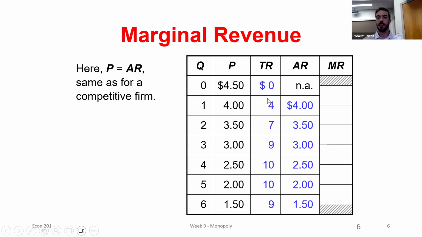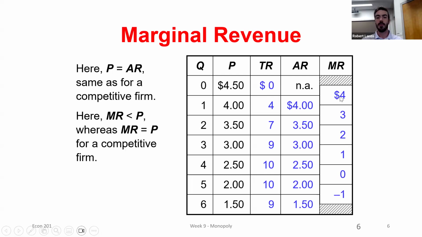So if we look at these total revenue values, if I want to go from selling nothing to 1 unit, I have to lower the price from 4.50 to 4. Just like we've talked about calculating marginal cost as the change in total cost divided by a change in quantity, marginal revenue is the change in total revenue divided by a change in quantity. So 4 divided by 1 here would give me a marginal revenue of 4. But if I want to go from 1 to 2 units, the change in the total revenue is 3 divided by a change in quantity of 1.